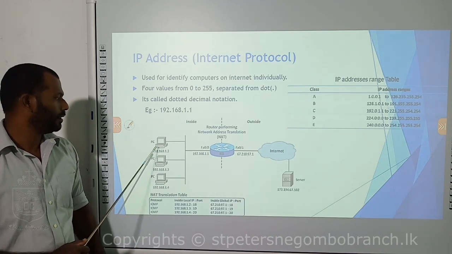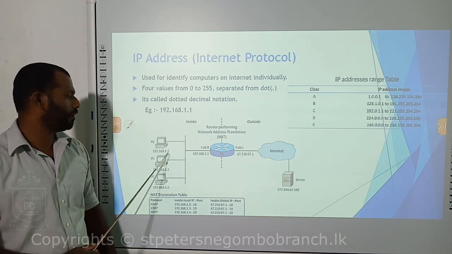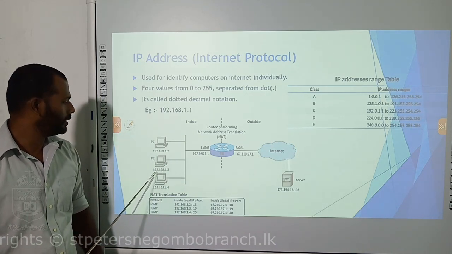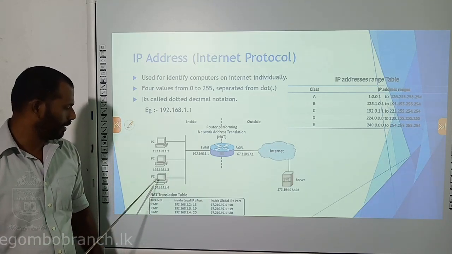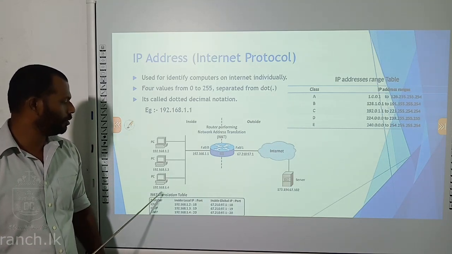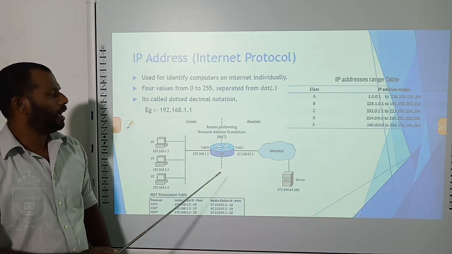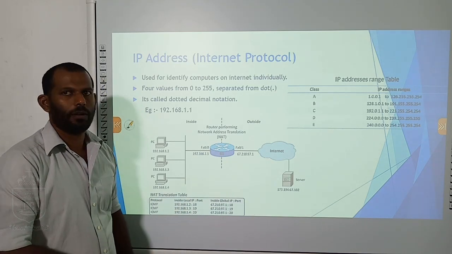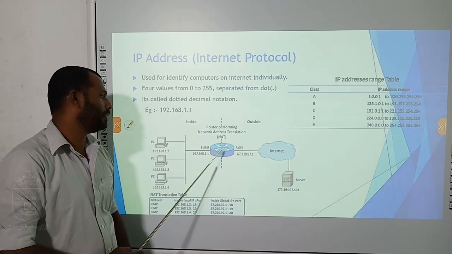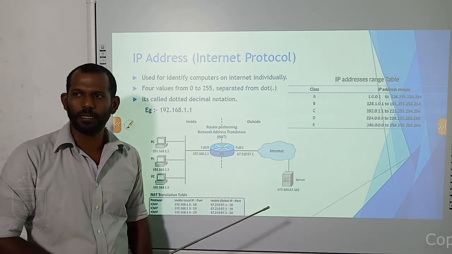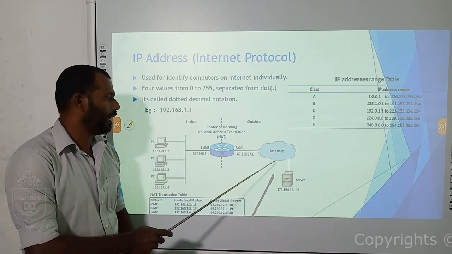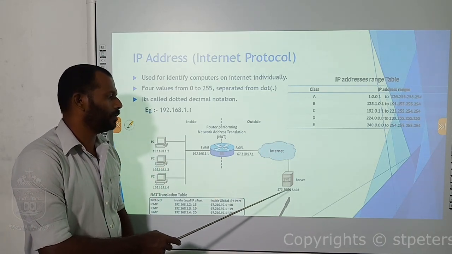This PC has 192.168.1.2. This one is 192.168.1.3, and the last one is 192.168.1.4. And here is the router. We already know that to connect to the internet, the local network must connect with the router. Otherwise, you can't connect to the internet without the router. And the internet is connected to the server.